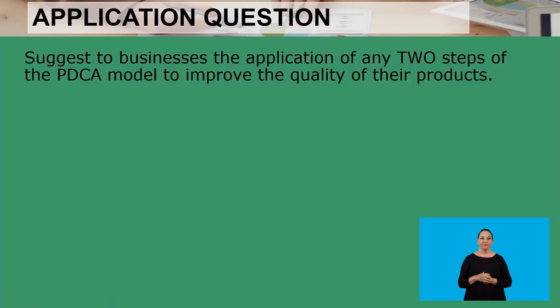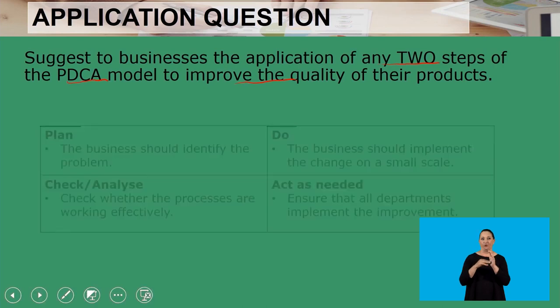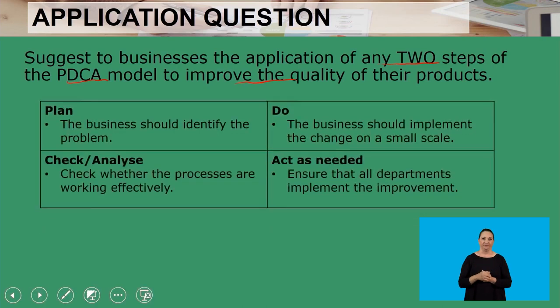And then let us look into the last question. The last question says to you, suggest to businesses the application of any 2 steps of the PDCA model to improve the quality of their products. Now, this is how it is applied. You say plan and do. You can either say plan or do, or you can either say check or act as needed. So you choose, because the question is looking for 2 steps.